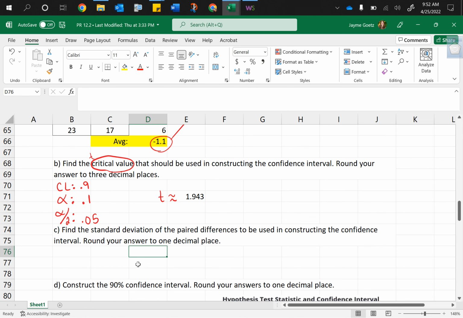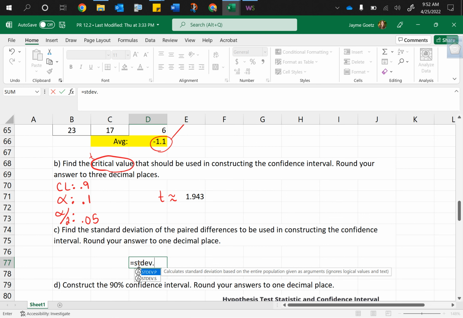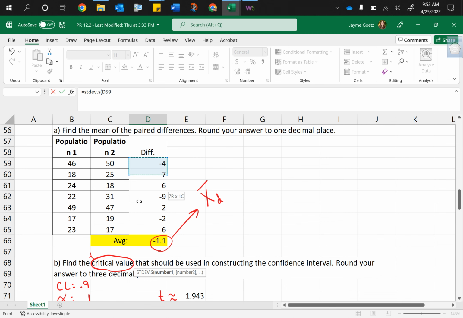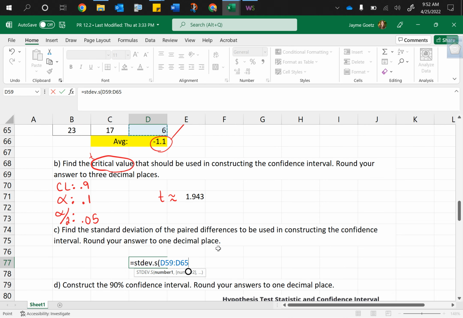So literally all I'm going to do here is type in equals standard deviation dot S or dot P. Good, this is a sample. Dot S of, and then you're just going to highlight that column of all of the differences. So from here to here, D59 to D65. And again, they want it rounded to 1 decimal place. So that is going to be my s sub d. Okay?